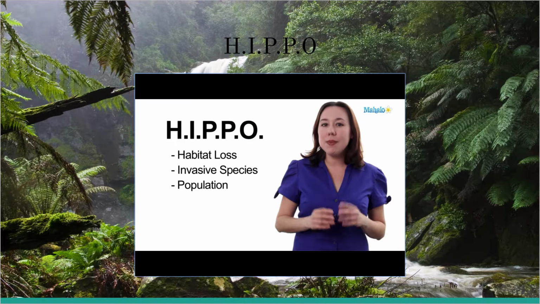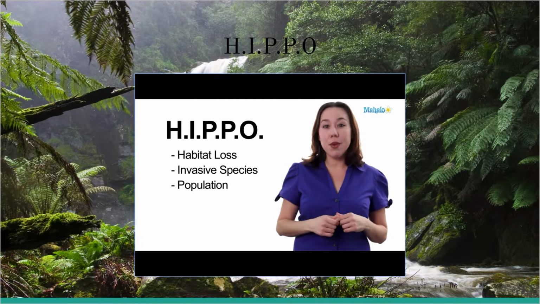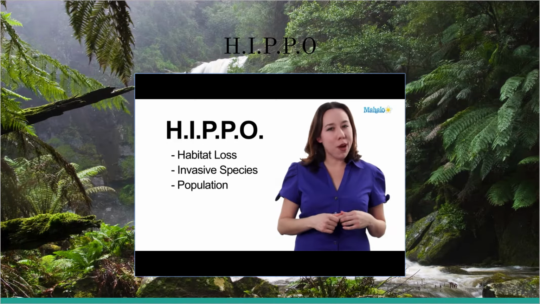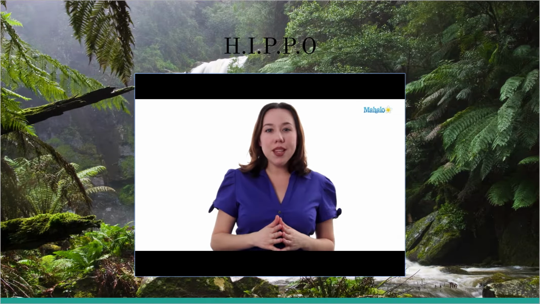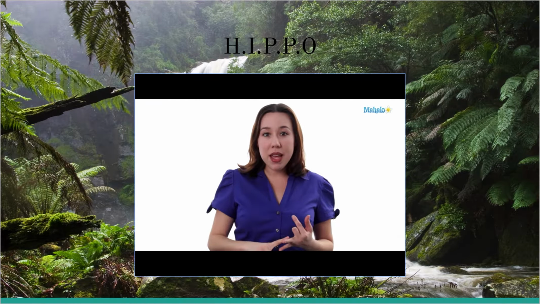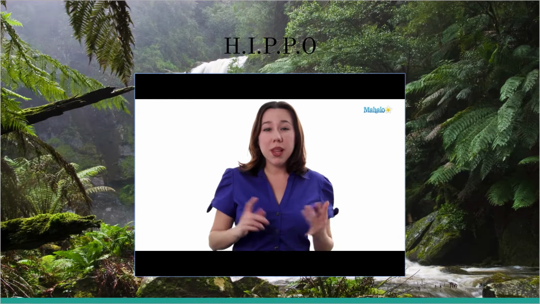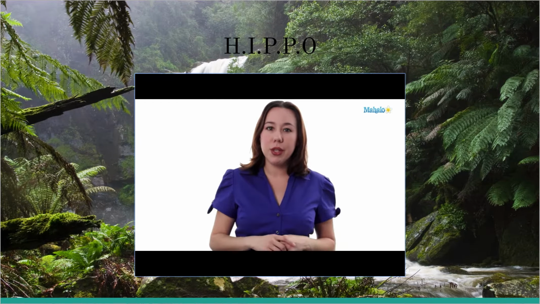Our first P is population. Now, you could probably guess we don't have a population problem with our plants and animals. It's more of a human population problem. As our population continues to skyrocket, we need more resources and more space to accommodate all these billions of people. And when that happens, plants and animals are the ones that are going to lose out.